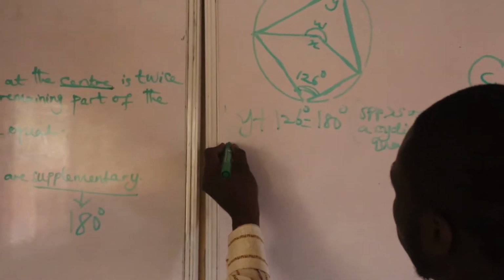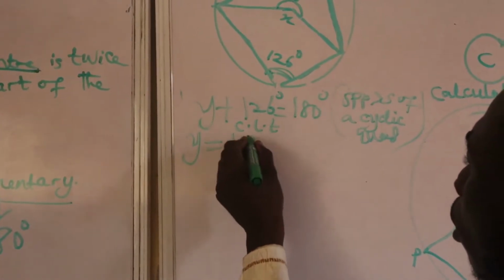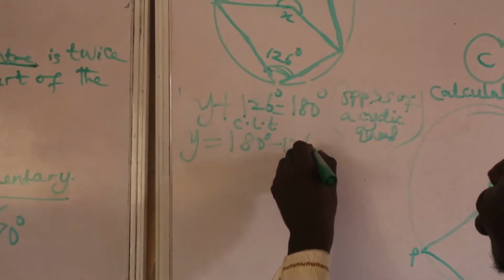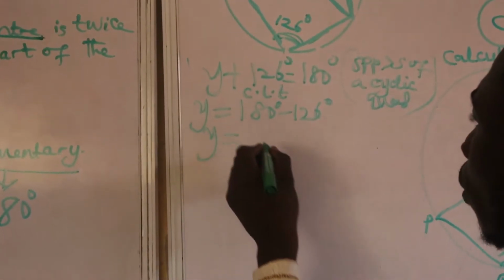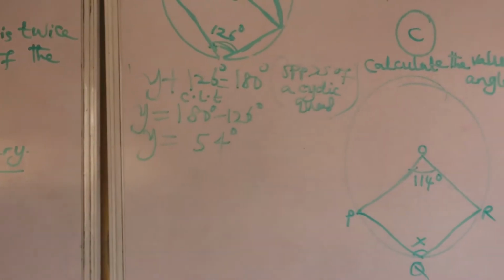So you continue. That is supplementary. So you collect like terms at this point in time. You have 180 degrees minus 126, and that will give us 54.